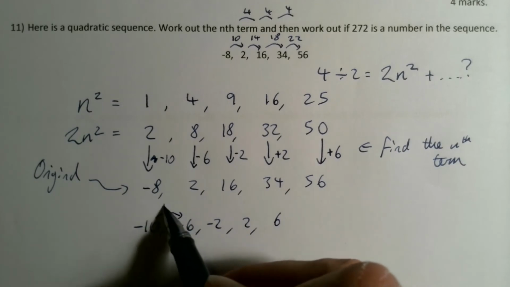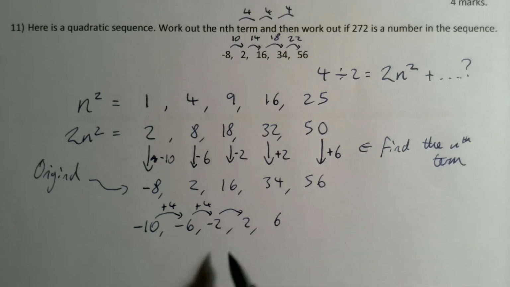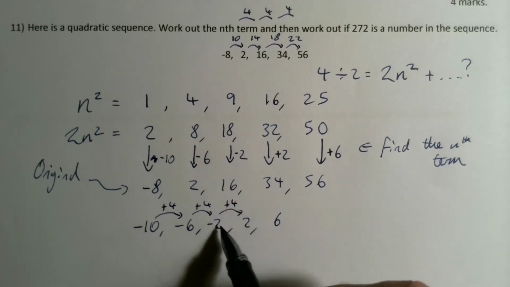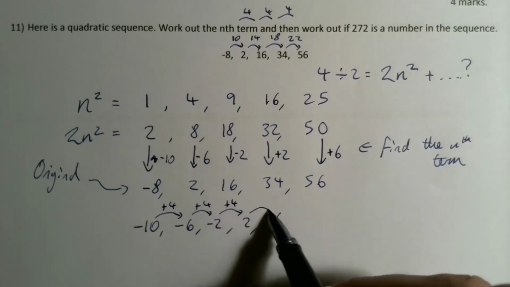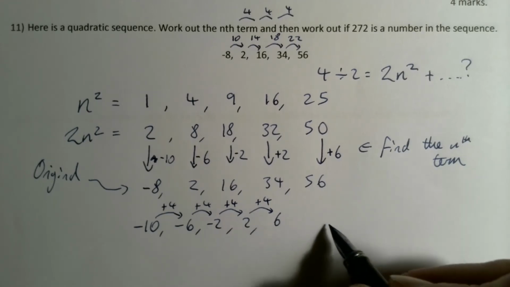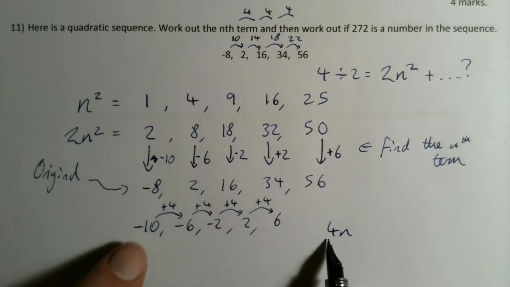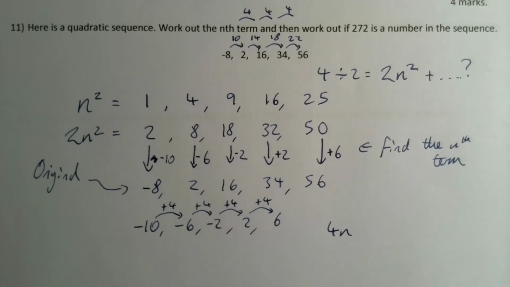What's happening here? That's 4 bigger, that's 4 bigger, -2 to 2, that's 4 bigger, that's 4 bigger. So the driver here is that it's getting 4 bigger each time. 4 bigger each time is like the 4 times table, so that's going to give us 4n. When n is 1, I'll get 4. So what do I have to add to 4 to get to -10?